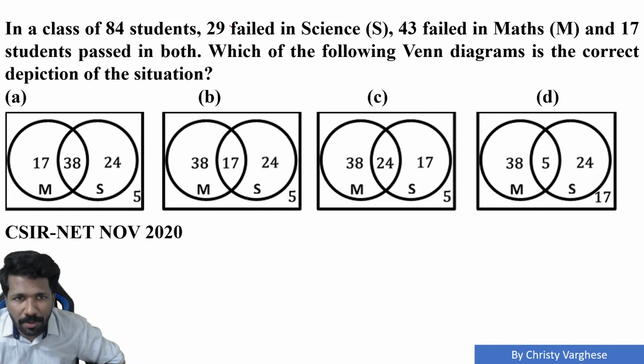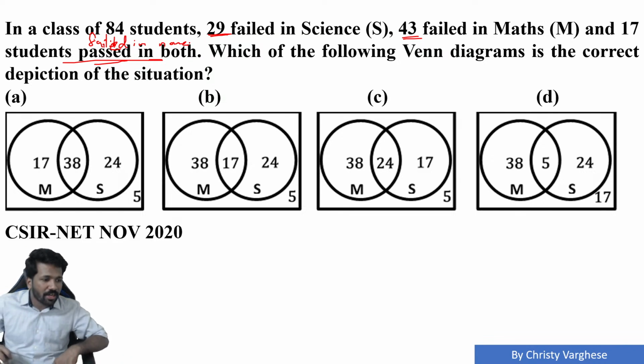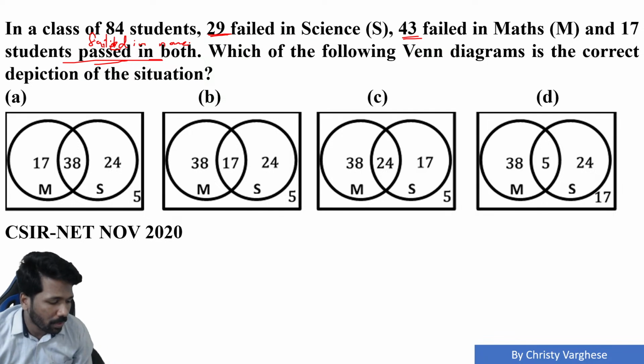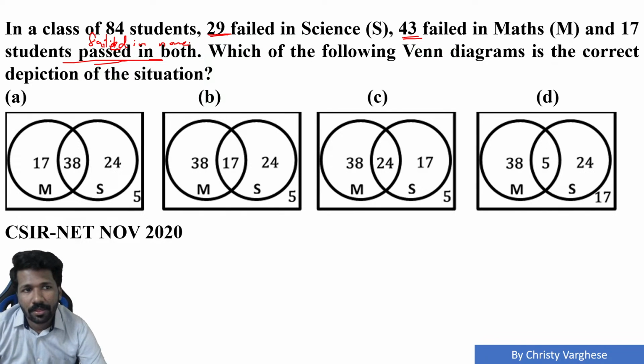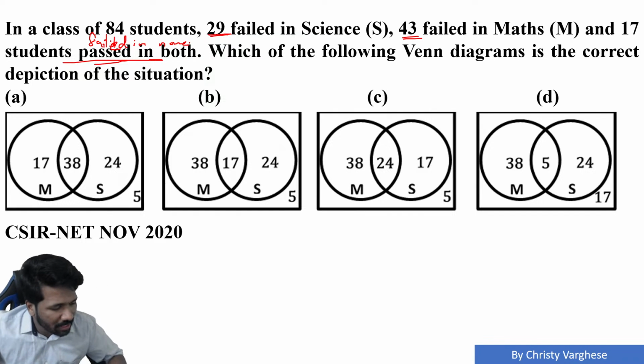84 स्टूडेंट्स है, उसमें 29 साइंस में फेल हुआ, 43 मैथ्स पे, 17 पास्ड इन बोथ. मींस दोनों सब्जेक्ट में पास हुआ, मतलब फेल्ड इन नन. Passed in both and failed in none are same because two subjects only. So दोनों पास हुआ मतलब किसी भी सब्जेक्ट फेल नहीं हुआ. मतलब ये वन डायग्राम फेल की पर्सपेक्टिव में भी हो सकता है, पास की पर्सपेक्टिव में भी हो सकता है.